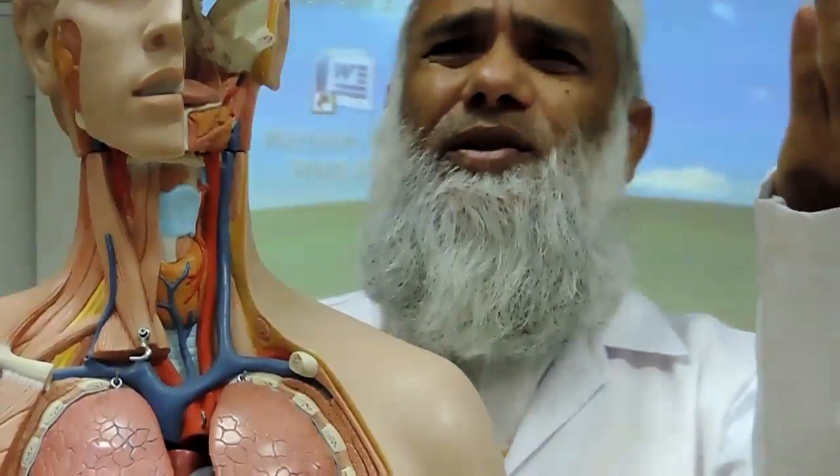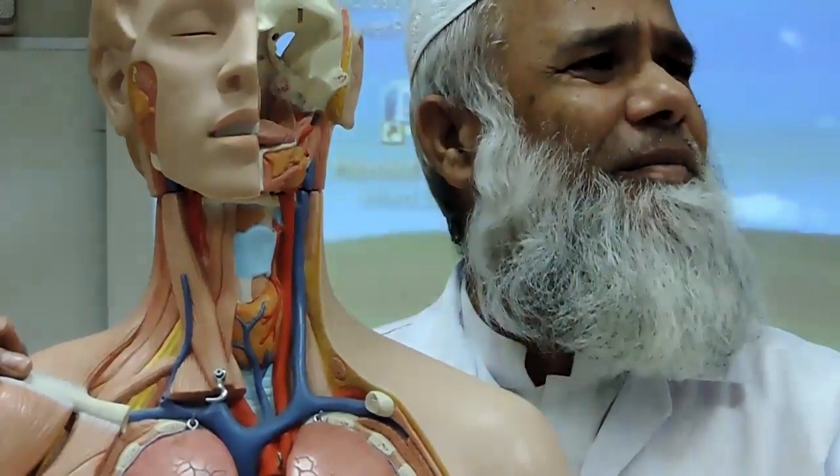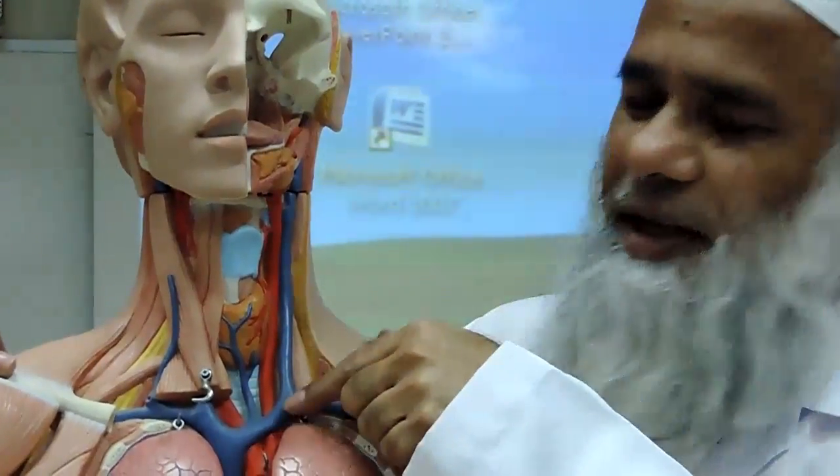Two brachiocephalic veins join to form the superior vena cava. So this is the internal jugular vein. Okay, internal jugular vein, clear? What are the tributaries of the internal jugular vein? You know the tributaries? Inferior petrosal sinus, lingual vein, facial vein, superior thyroid vein. Okay, so this is the internal jugular vein.